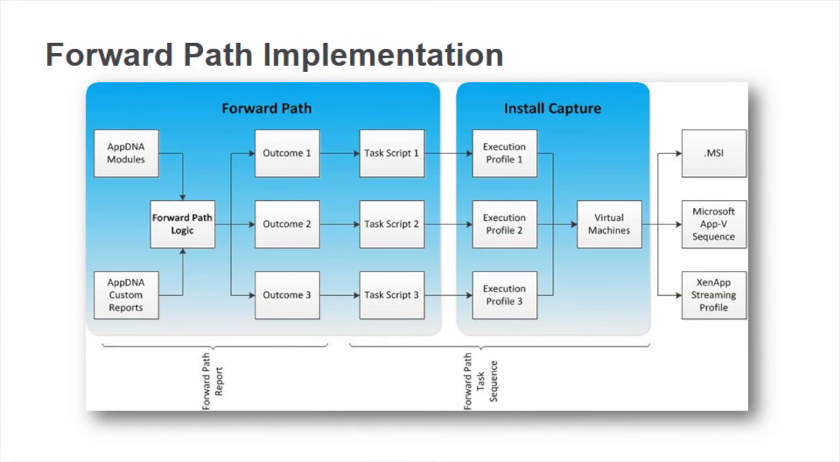This drawing presents a high-level overview on what to consider when implementing the automated Microsoft AppV sequencing with Citrix AppDNA. As you can see, there are components that need to be configured in forward path, and there are components that need to be configured in install capture. Let's take a look at these in more detail.